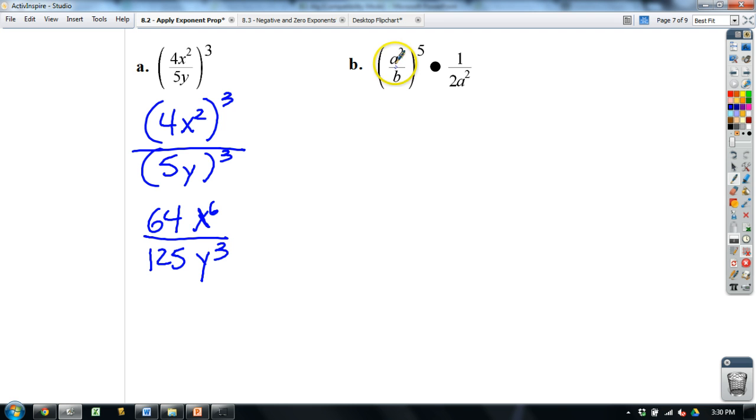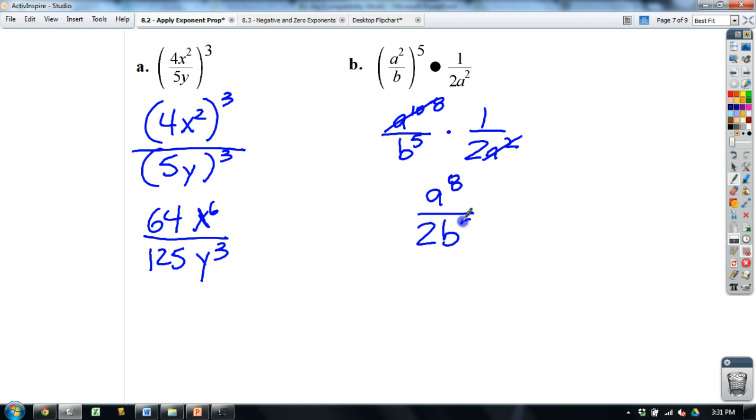All right, so let's see. First, I'm going to expand the inside here, right? Because I have exponents. So a squared to the 5th power is a to the 10th divided by b to the 5th, and this is times 1 over 2a squared. Okay. Well, a to the 10th and a squared will cancel out, so that's going to leave me with a to the 8th. So a to the 8th over, right, and then b to the 5th times 2, so 2b to the 5th. Okay?